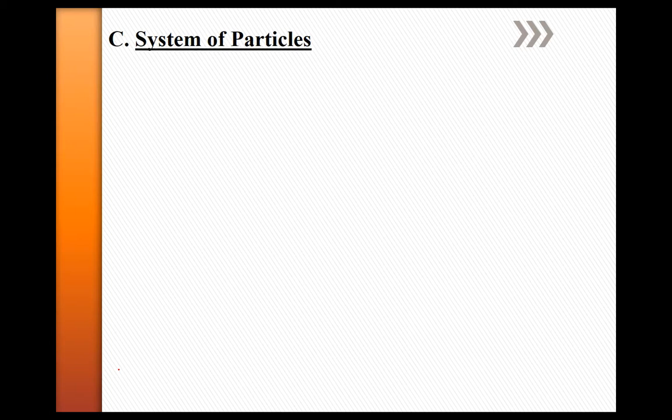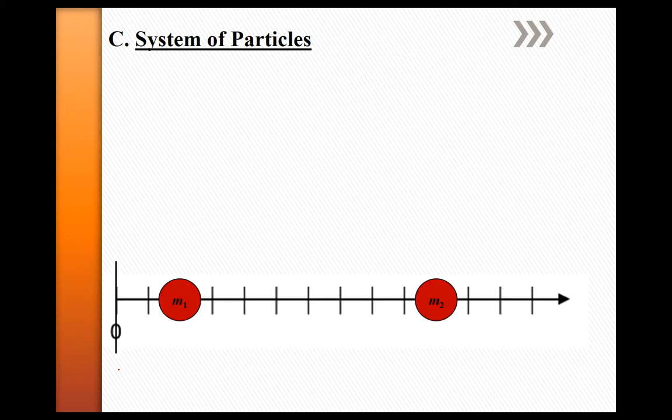Okay, third one. So we've talked about symmetrical objects, non-symmetrical. What if we had a system of particles? Whenever we talk about a system, it's a collection of two or more objects. So my system in this situation is just two masses, M1 and M2. Now, for a system of particles, there's actually a center of mass for the whole system. So where would that be located in this particular situation?